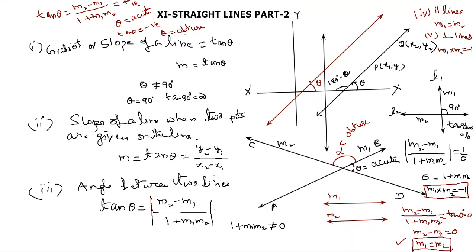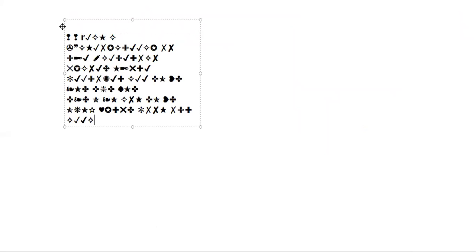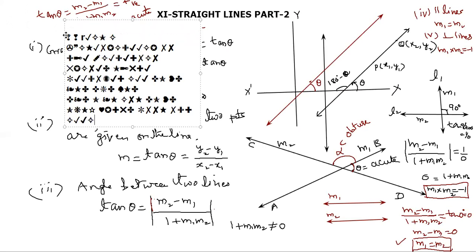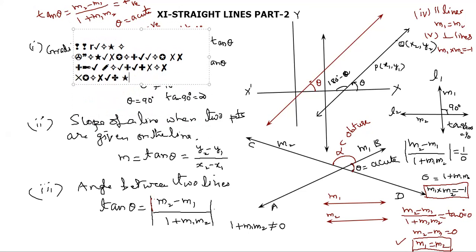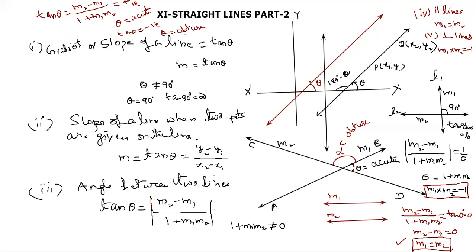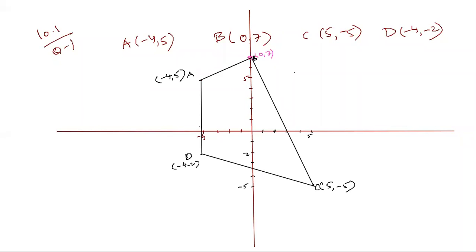Now, in exercise 10.1, we are given: draw a quadrilateral whose vertices are (minus 4, 5), (0, 7), (5, minus 5), (minus 4, minus 2). So this is our x-axis and y-axis.